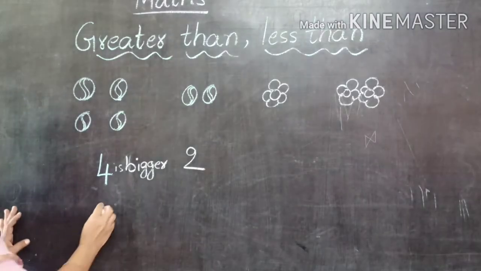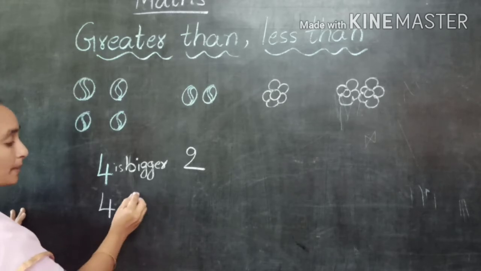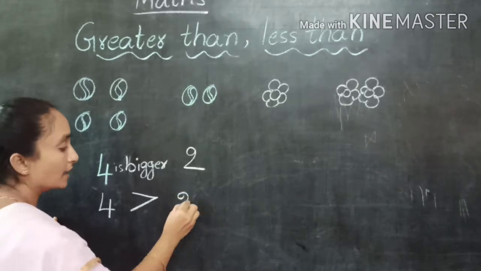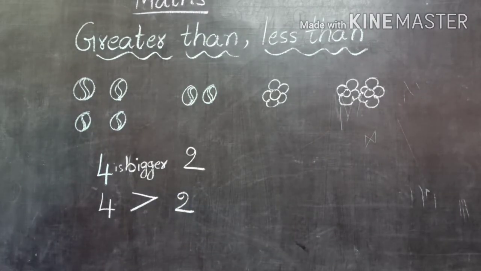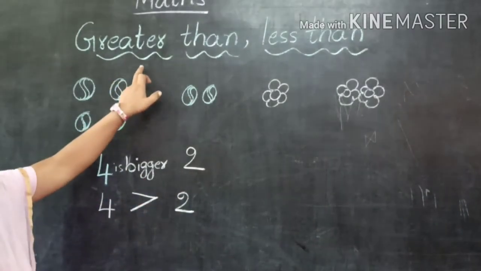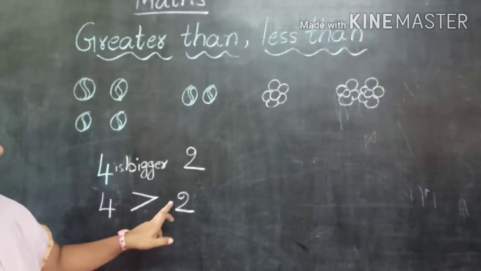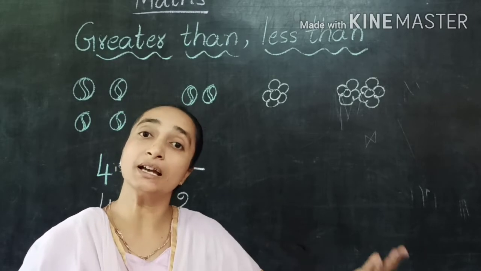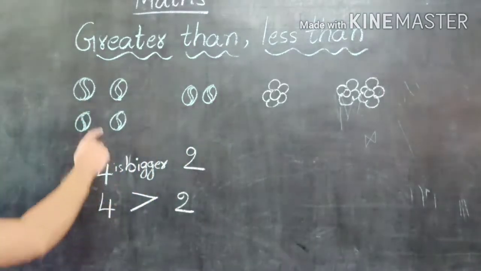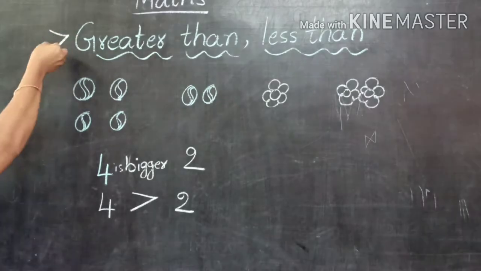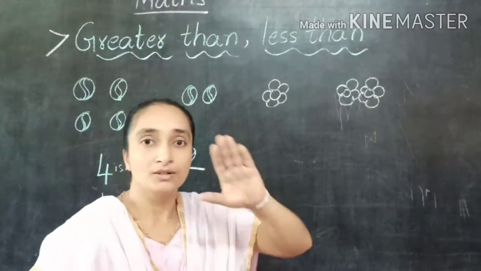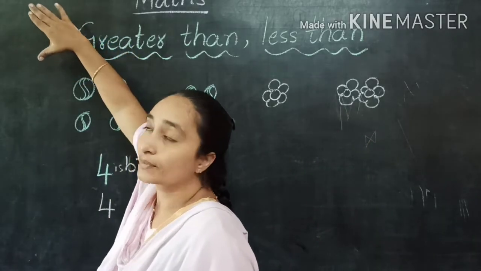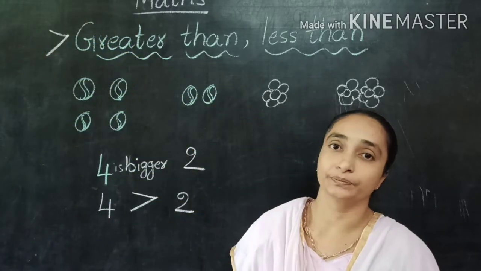So how will we write this, children? 4 is bigger, so we use a symbol like this, and then 2. So for greater than, 4 is greater than 2. The number 4 is greater than 2. Greater than means the symbol we use is like this. This is the symbol for greater than.